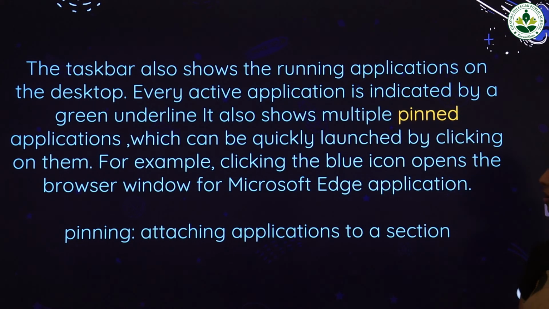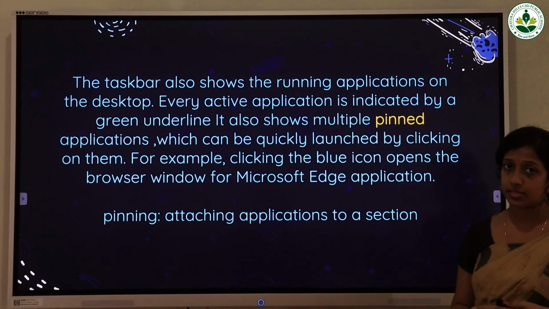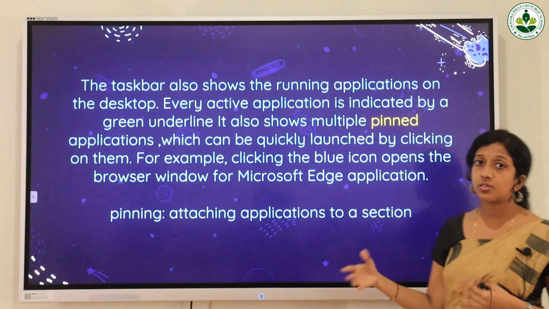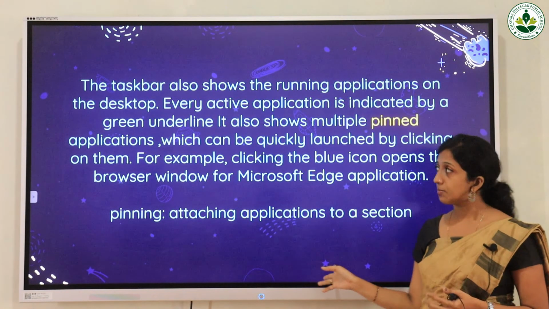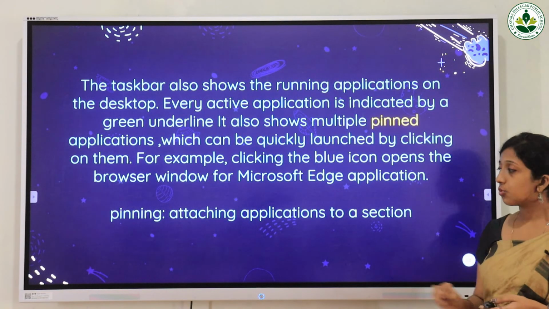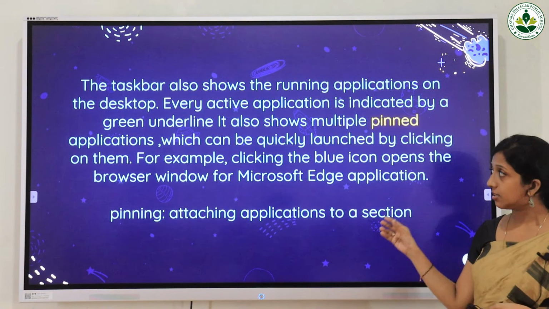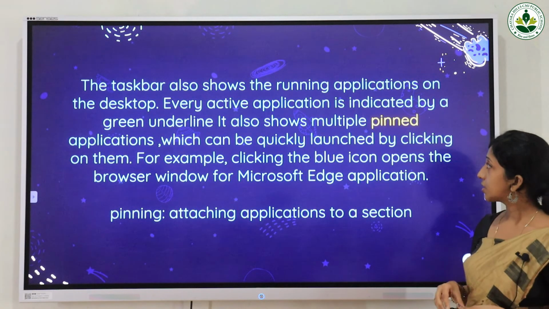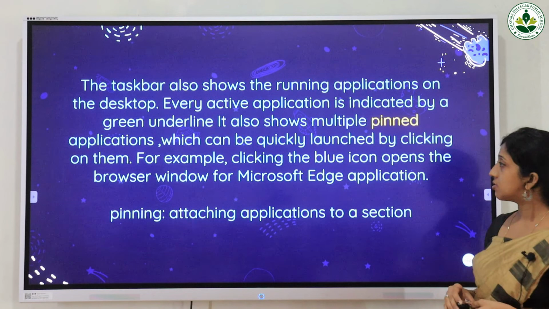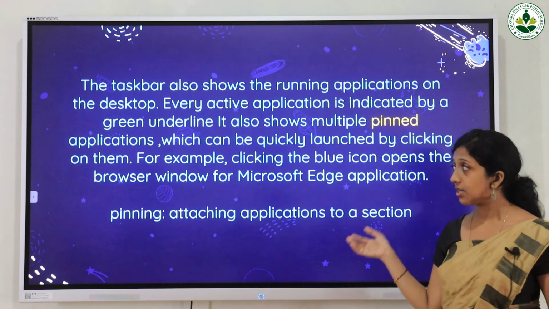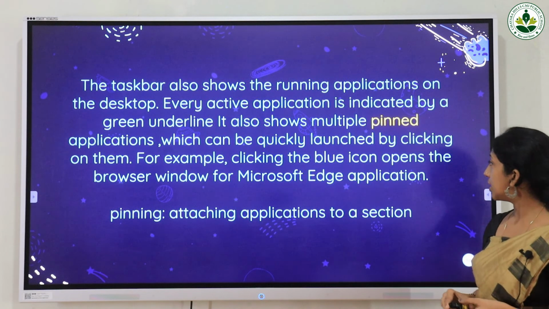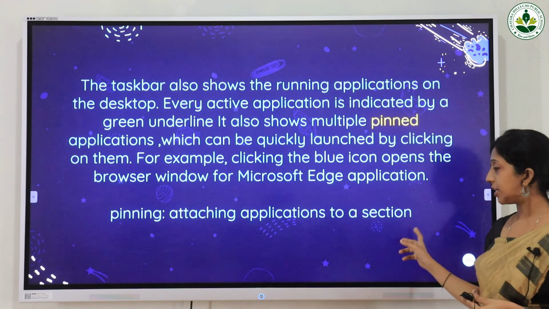The taskbar also shows the running applications on the desktop. We have opened many applications, and we can see whichever applications are opened in the taskbar. Every active application is indicated by a green underline. You can see a small green underline below the application, and it shows multiple pinned applications which can be quickly launched by clicking on them. For example, clicking the blue icon opens the browser window for the Microsoft Edge application.